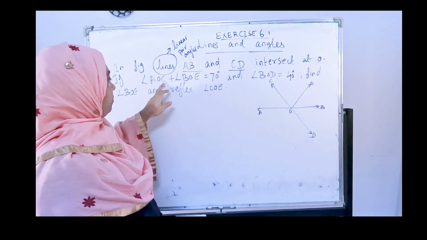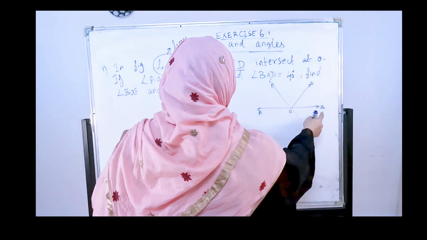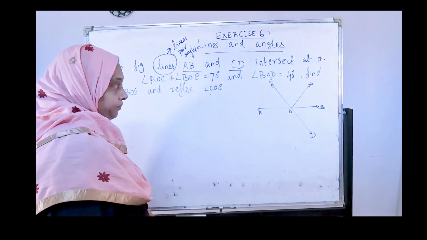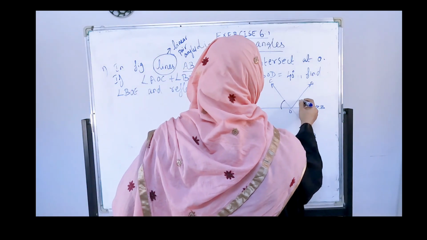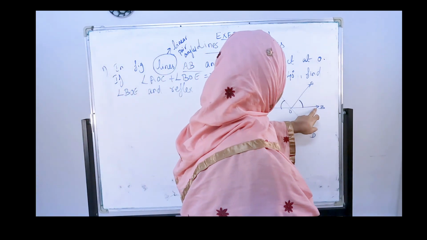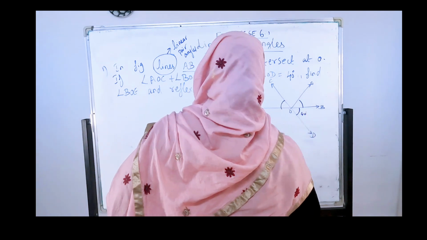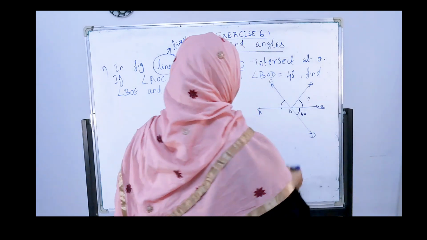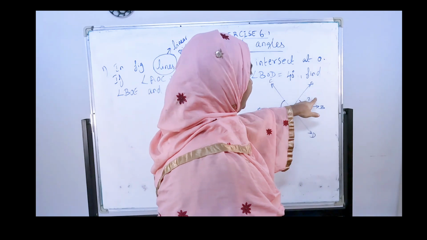They have given angle AOC and angle BOE. Angle AOC and angle BOE combined together make 70 degrees. If you combine this angle and this angle, it produces 70 degrees. As well as angle BOD, separately they give as 40 degrees. We have to find angle BOE separately, because this and this combined are only 70 degrees.